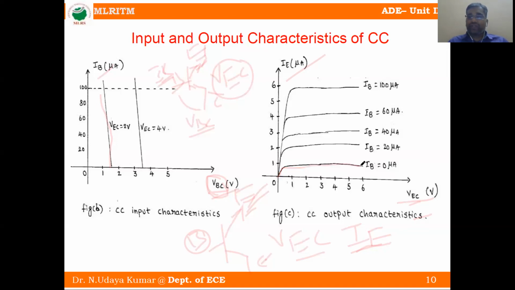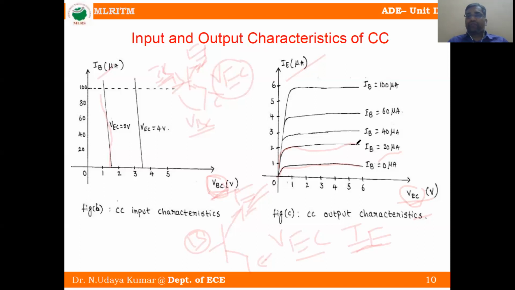Similarly, next, we vary the base collector voltage so that we can fix the IB value at 20 microamperes. Then we vary the VEC voltage and the corresponding IE current is noted. Up to this point it is linear, then it is constant.